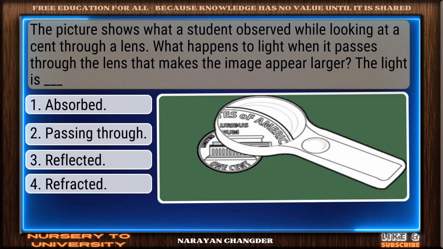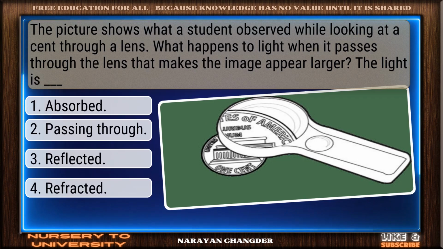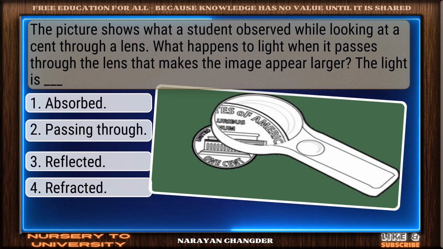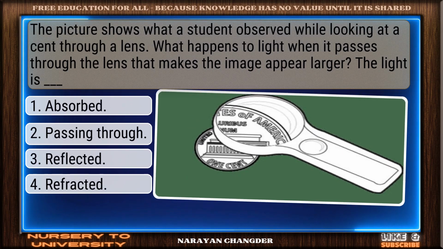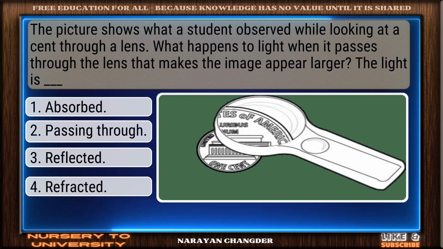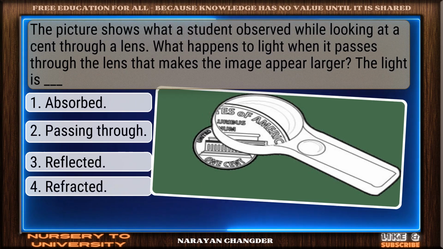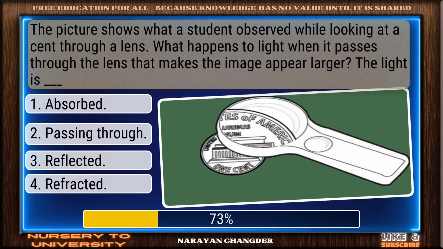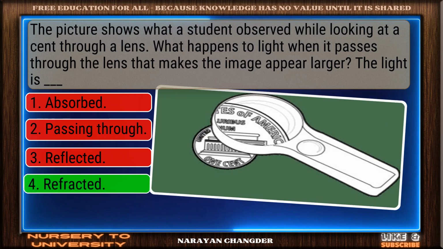The picture shows what a student observed while looking at a scent through a lens. What happens to light when it passes through the lens that makes the image appear larger? The light is dash. On track, refracted is the correct answer.